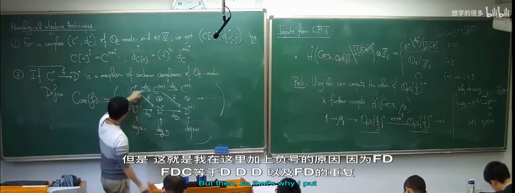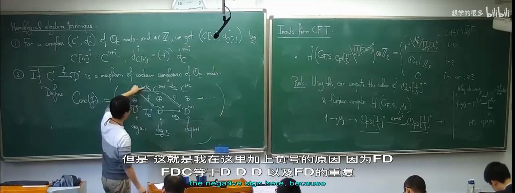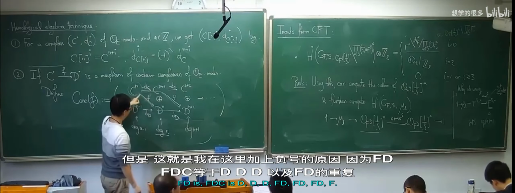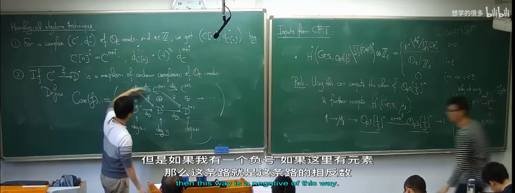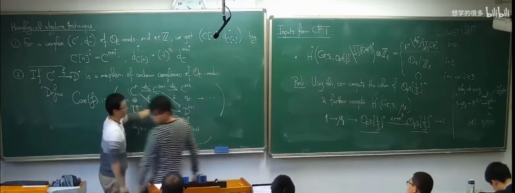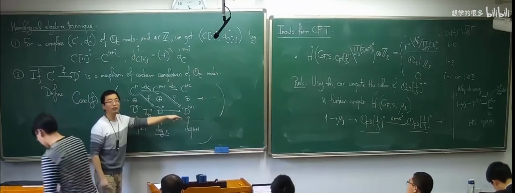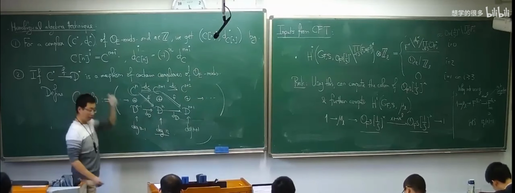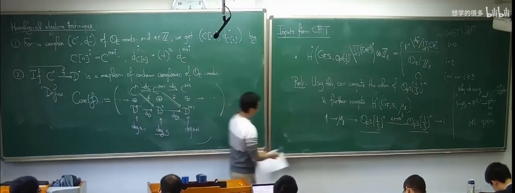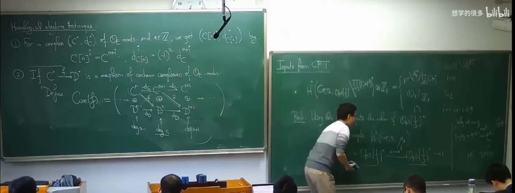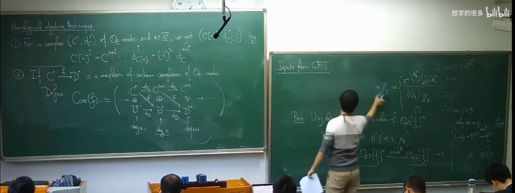But then, that's why I put the negative sign here, because FDC is DDF. If I have a negative sign here, and I have an element here, then this way is a negative of this way. So they sum up to 0. So this is a complex. Just leave it to you to check it again.